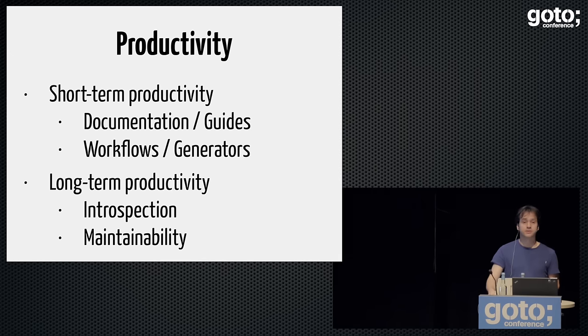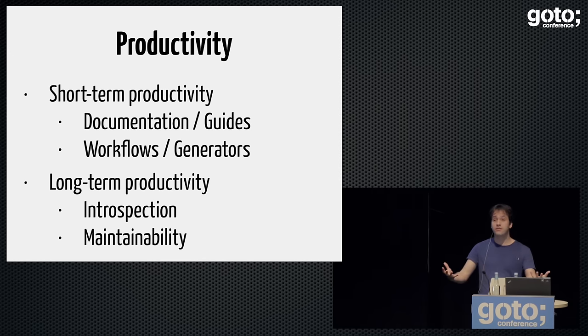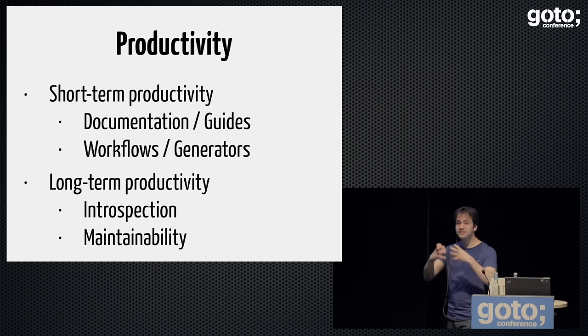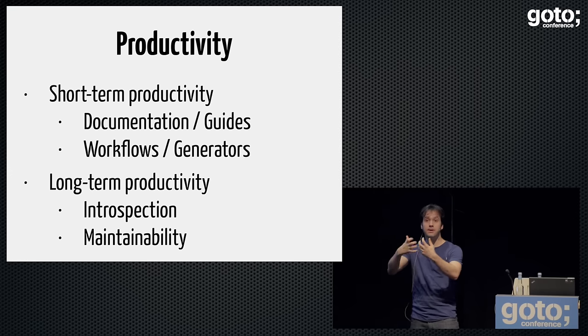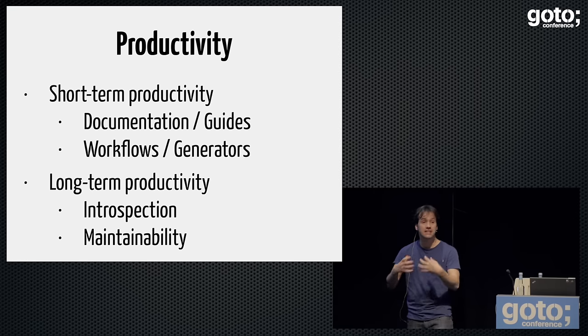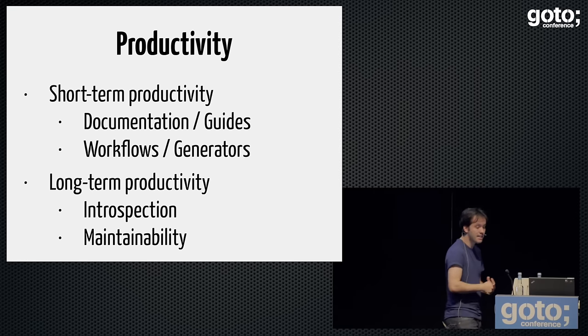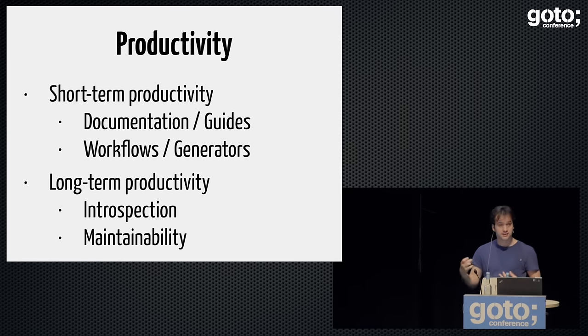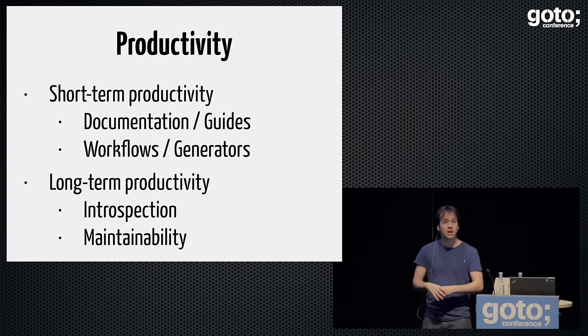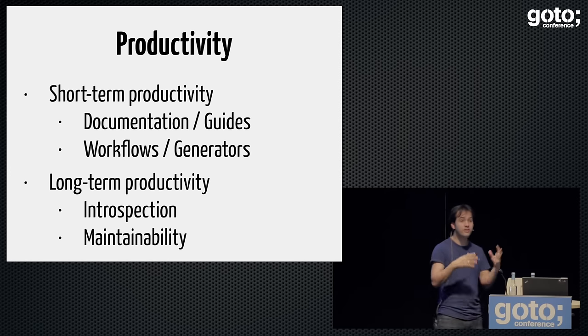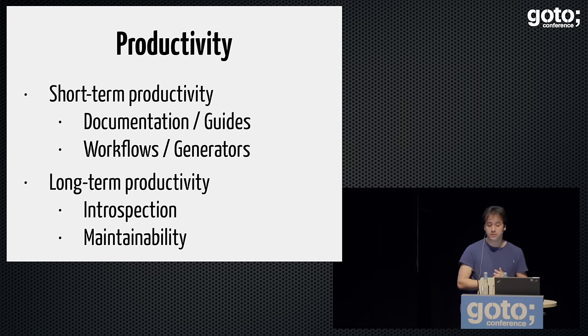And there's also the long-term productivity. And here what matters is that if I'm running the thing in production, right, we want to talk about introspection. How can I see what the code that I put in production is actually doing? How can I see that? How can I understand that? And how can we maintain the code base? Because sometimes we'll be adding features, we'll be improving features that we have already deployed. How can we do that?